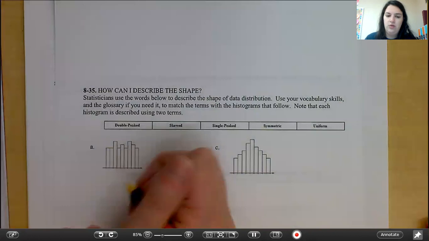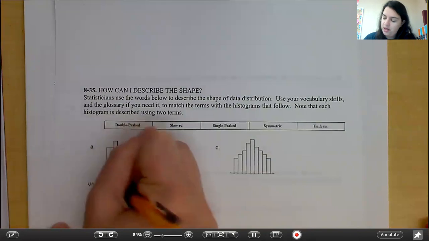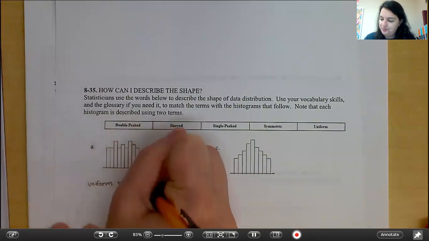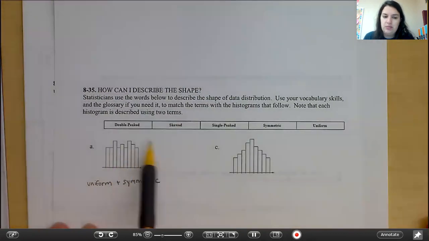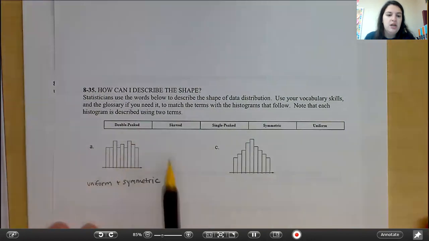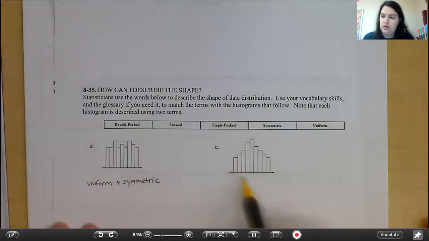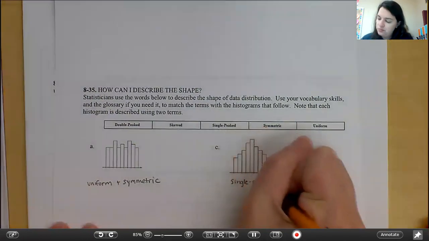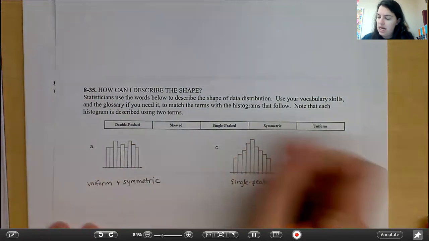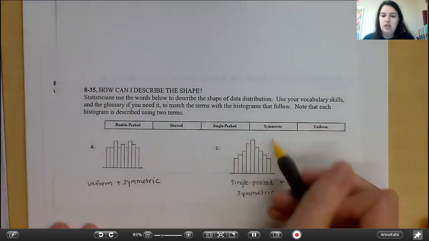Okay, if you're back with me, you have tried. So uniform and symmetric for this one. Symmetric because what's happening on the left is really happening on the right. Okay, uniform, it's all pretty much the same height. There's not a lot of change. I'm going to skip over to C because it's right here. C is single peaked because there's one that's taller than the rest. And it's also symmetric, again, because it looks like whatever's happening on the left is mirrored on the right.